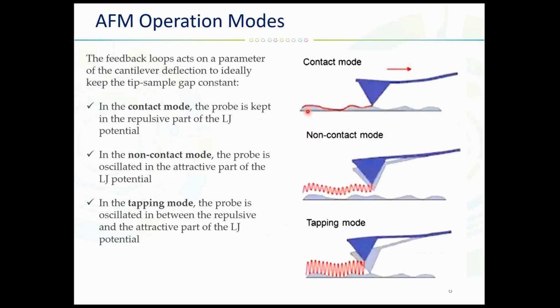It works at high scan speeds, and it can be used when you have a very rough sample as well. Disadvantages are that you will notice lateral forces on your sample, and if you have loose particles, they are going to be moved and pushed out by the way this tip is moving.